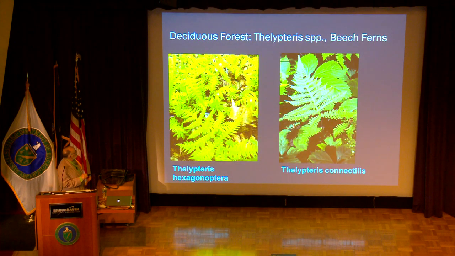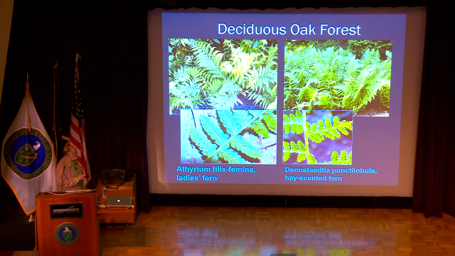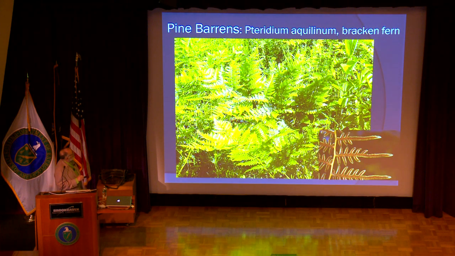eusporangiate sporangia. Here's two particularly, I think, attractive deciduous forest Polypodiaceae. Thelypteris hexagonoptera, which I find in western Long Island, and Thelypteris connecticulus, which I think you can find out here as well, two species. Oak forests, Athyrium filix-femina, the lady fern. I think we all run across that on our field trips. And Dennstaedtia punctilobula, the hay-scented fern, which is probably the most common fern in the dry oak forests on Long Island. In the pine barrens, you have Pteridium aquilinum, the bracken fern.